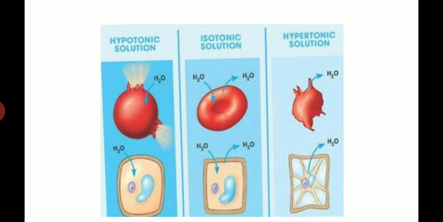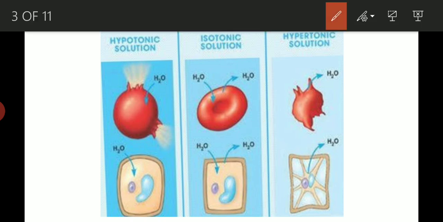Okay, see, this is the example that I am showing. I have shown an example of RBC, red blood cell. It is also a cell. So see what happens. In isotonic solution, what happens? Isotonic solution means the water concentration is absolutely the same outside and inside the cell. So there will be no net movement. So there will be no change in the shape and size of the cell.